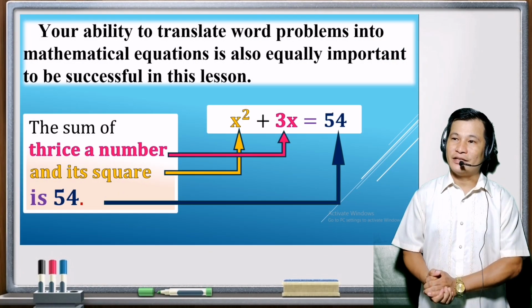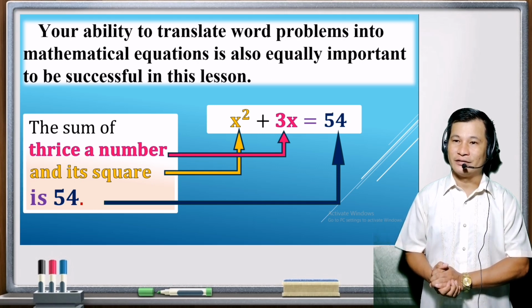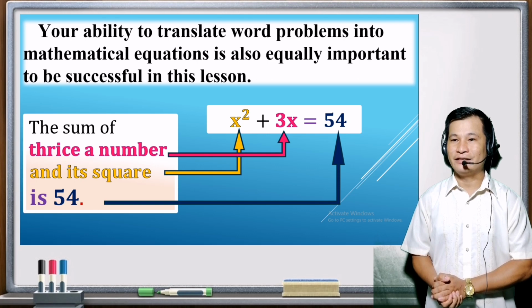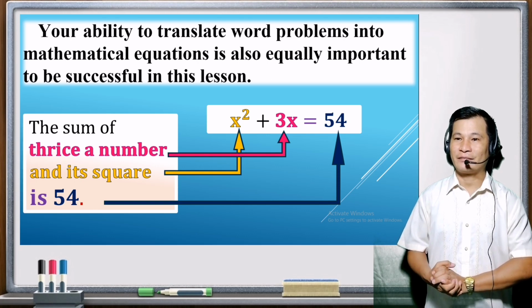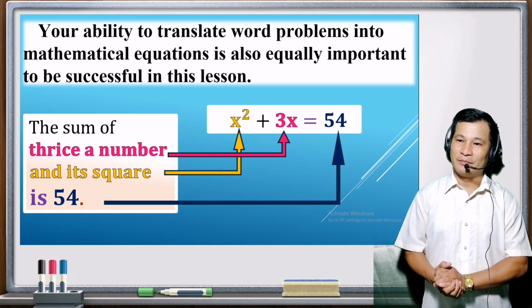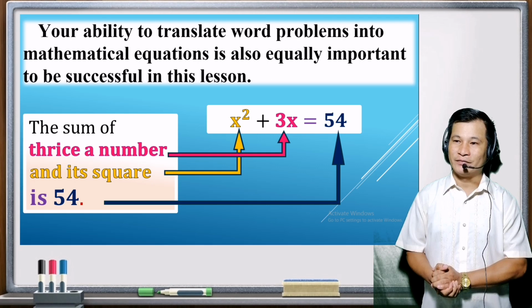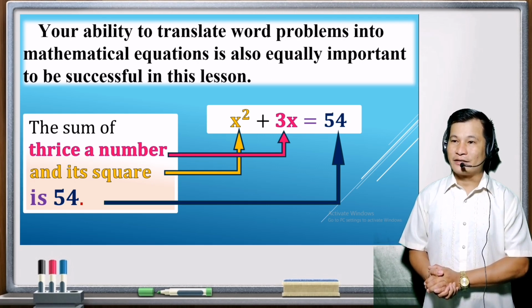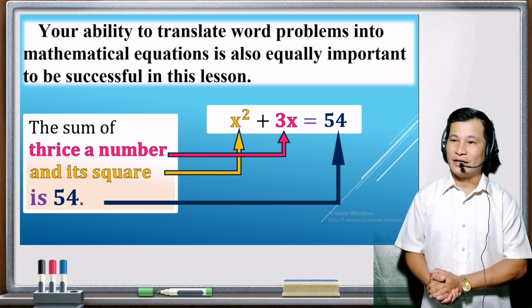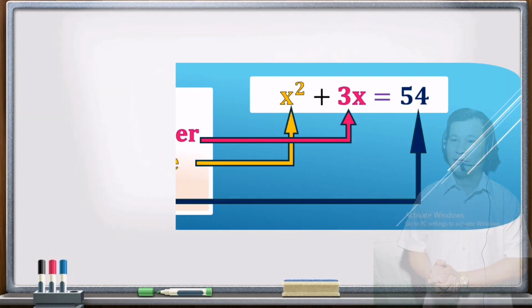Your ability to translate word problems into mathematical equations is also equally important to be successful in this lesson. In here we have the sum of thrice a number and its square is 54. Translated into a mathematical equation, it is x squared plus 3x equals 54.